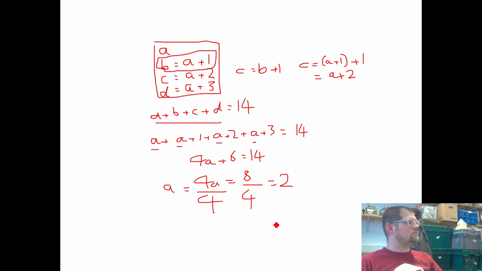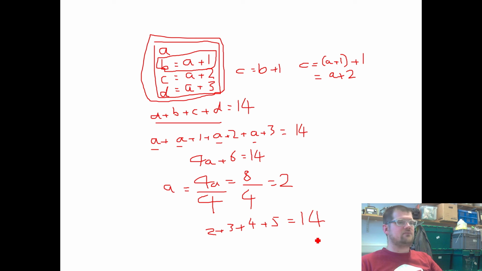So A equals 2, and then we can put A into these equations at the top again, up here. So we then say B is A plus 1, which is 3, so we have 2, 3, 4, 5. Okay, so 2 plus 3 plus 4 plus 5. We add those together, we can check our answer, we got the right one, we get 14, which is what we were looking for, which is nice.